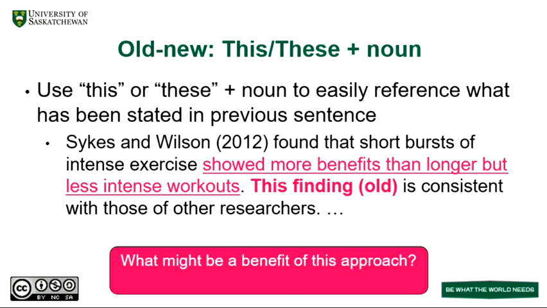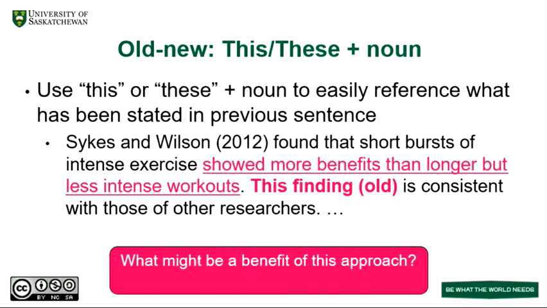Now, we don't have to rely exclusively on repetition in order to make this technique work. One way that we can still make use of the old new information technique is by using a structure that in the following way, making use of this or these plus a noun. So this is very useful when referencing a concept, for instance.